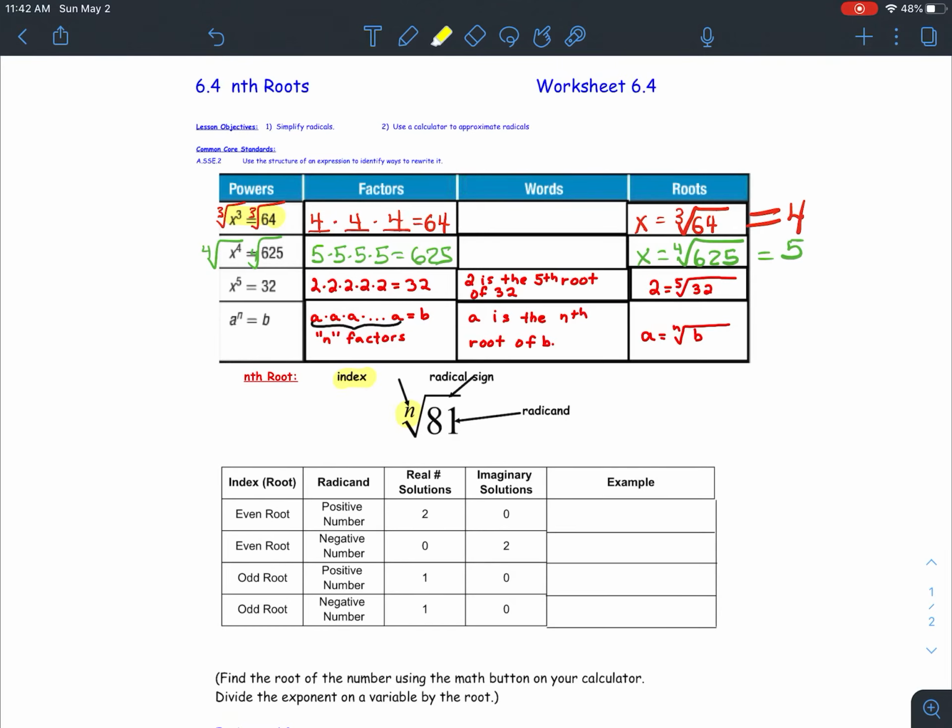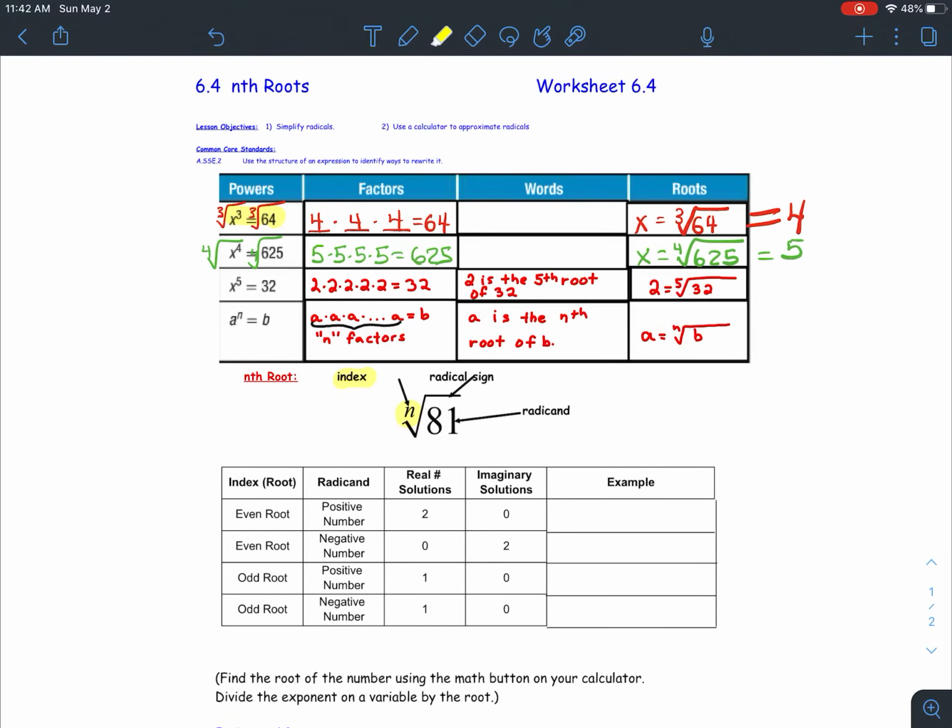Okay, the radicand. So I want to look at 4 different scenarios. These are your 4 situations. Anytime you're taking a root of some sort, a radical symbol, you're either taking an even root or you're taking an odd root. Now, you could be taking the even root of a positive or a negative number, or the odd root of a positive or a negative number. And I have listed here what your solutions are.